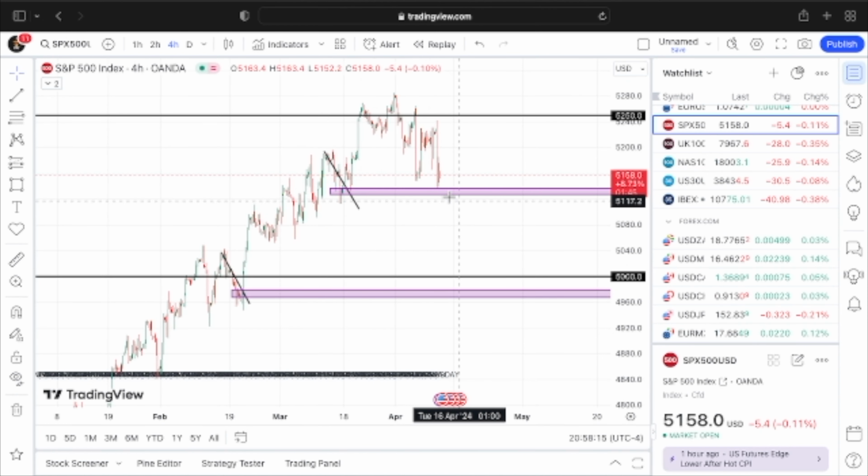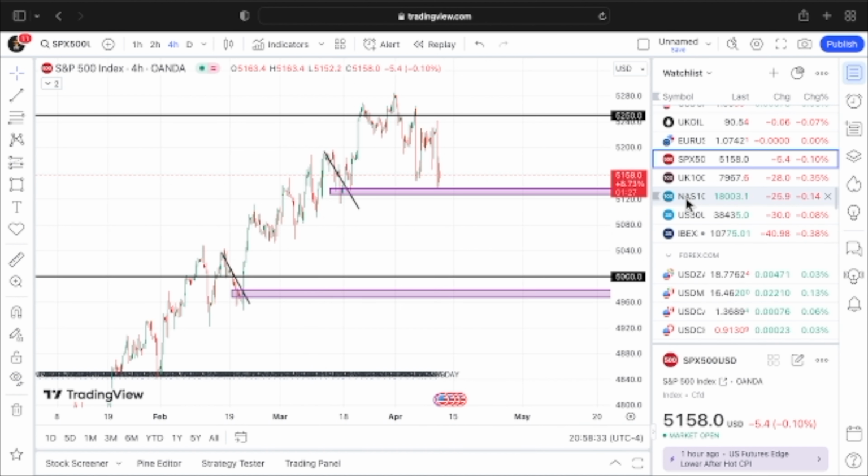SPX has touched into this demand zone. If price breaks below here, I can see it going here, here, or here. That's just my idea about what I see within the market. All of these are demand zones. If price starts breaking demand, those will be demand turned supply, and we know we sell at a supply zone, so keep that in mind as well.